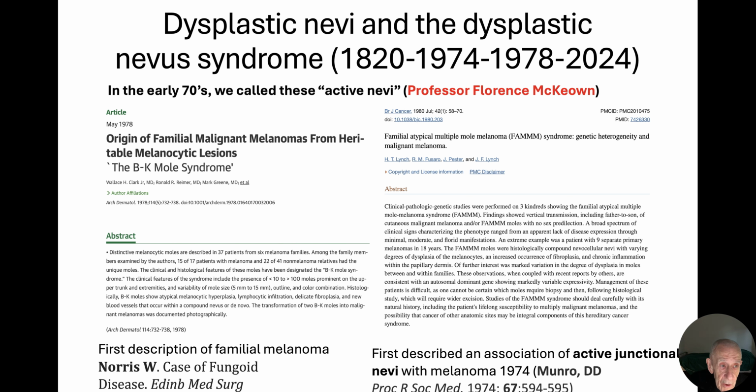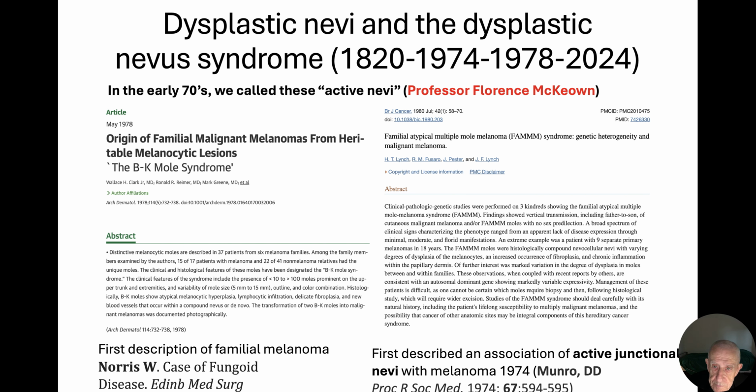Now, I thought it was quite interesting just to go back to the history of dysplastic nevus. The first description of familial melanoma was made by Dr. Norris in 1820 when he described the post-mortem findings in a patient with metastatic melanoma. He didn't actually recognize it as melanoma, but when you go back to the paper, that's obviously what it was. And it turned out the father had the same condition.